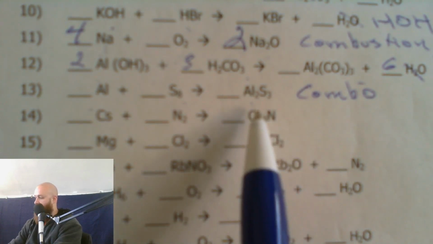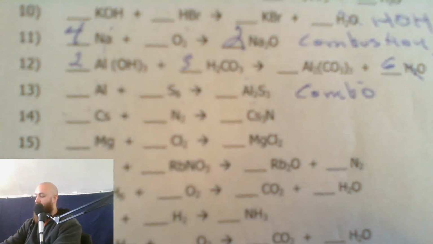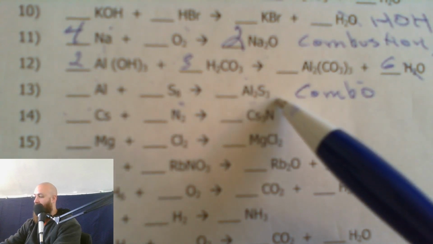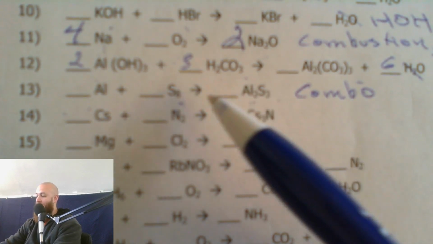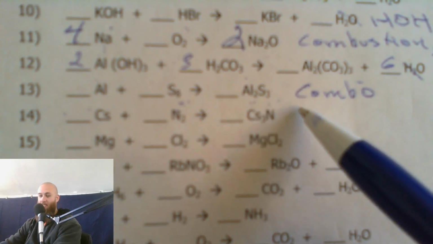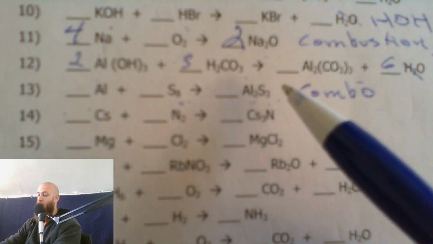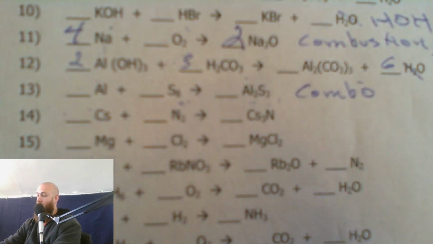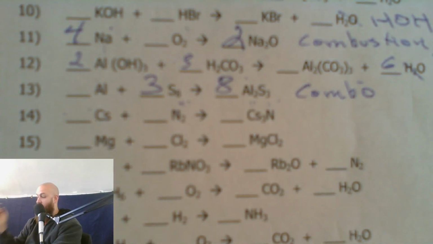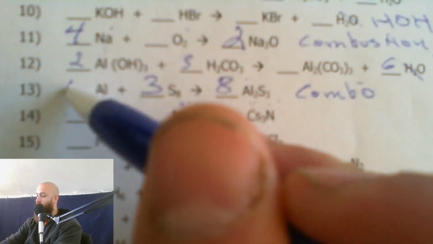Anyway, let's balance this. It looks like I got 2 aluminums here, but only 1 there. And I'm going to run into an issue. I got 8 sulfurs, and it looks like 3 sulfurs. Now, I can't get that to be a 3, and I can't get this to be an 8. So what I'm going to do is get them both to a common multiple. Now, to do that, I just take the 3 and the 8. Now they're both 24. So now it looks like 16 aluminums. So I got to put a 16 here.